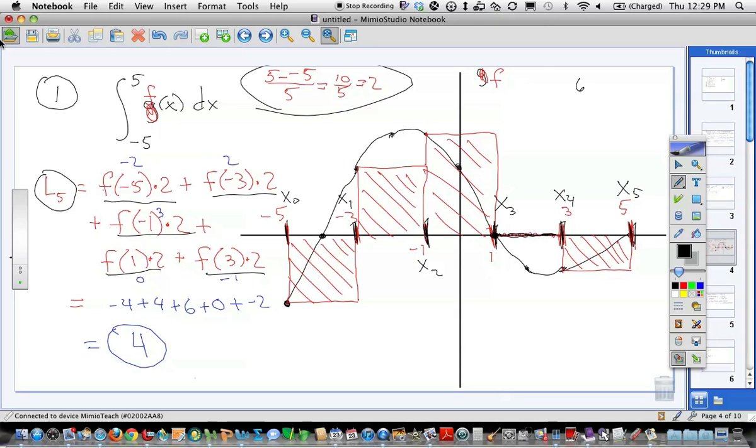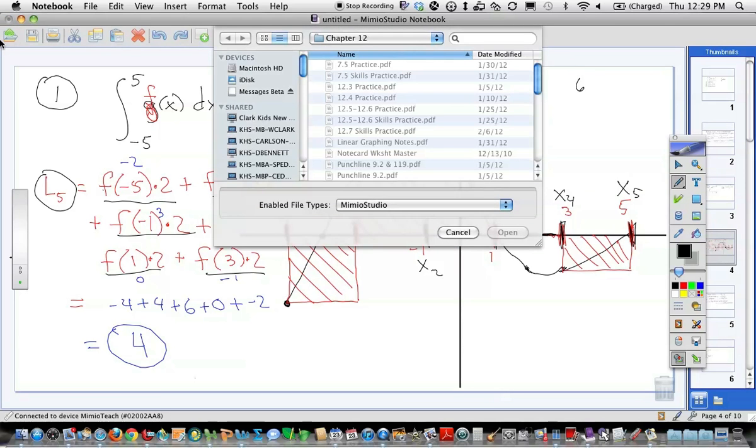You guys got a lot of pictures drawn. That's what the homework was about, just getting used to drawing these left rectangles, right rectangles, midpoint rectangles, just getting comfortable drawing them. Not hard once you get the hang of it at all.